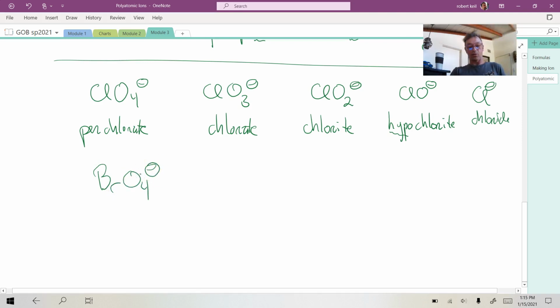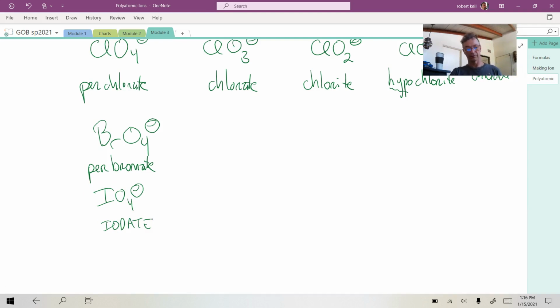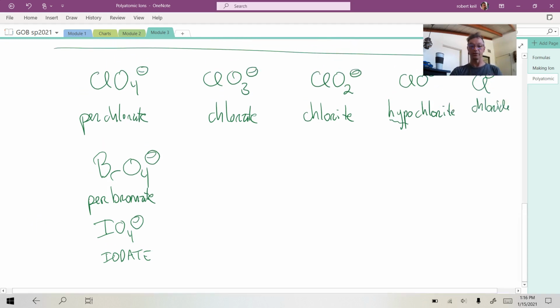Right? If I switch down to Br for bromine, you get perbromate. If I switch to BrO3, you get bromate. If I went to IO4, you get iodate. And you get sort of odd words like that. Hypoiodite, hypobromite, bromate, bromite. All these kind of ones. So you can kind of go on and make a whole big grid of these things.